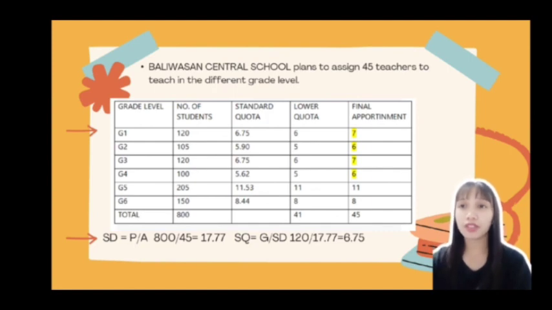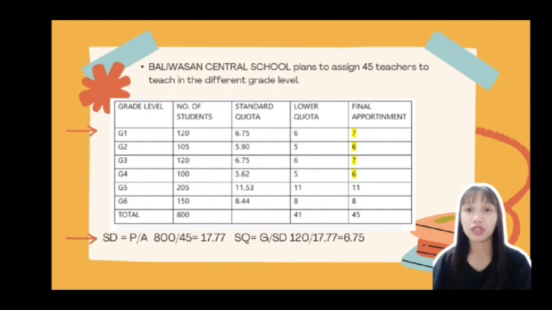Before we proceed to the example, let us briefly discuss Hamilton's rule. First, we need to get the lower quota of the group. And then, the standard quota of the group with the highest decimal part is rounded up to a whole number. If the sum of the lower quotas is less than the value of A, the process is repeated until the value of A is reached.